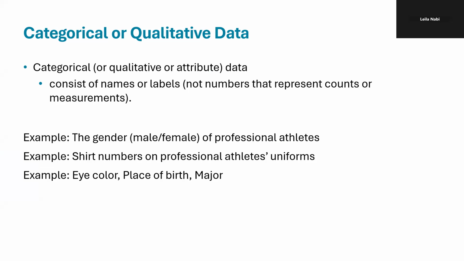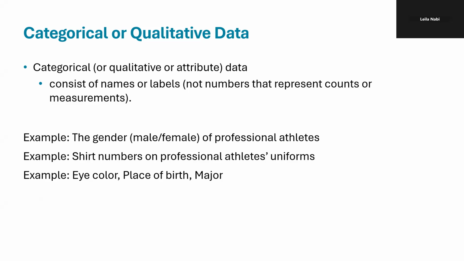We have two types of data, quantitative and qualitative. Qualitative data or categorical data are the data that are names or just labels. For example, we have a study about the gender of the professional athletes. The result that we get from the survey is just whether the athletes are male or female. So the results are just words, male, female. It's not a number. So that is called the qualitative data or categorical data or attribute.